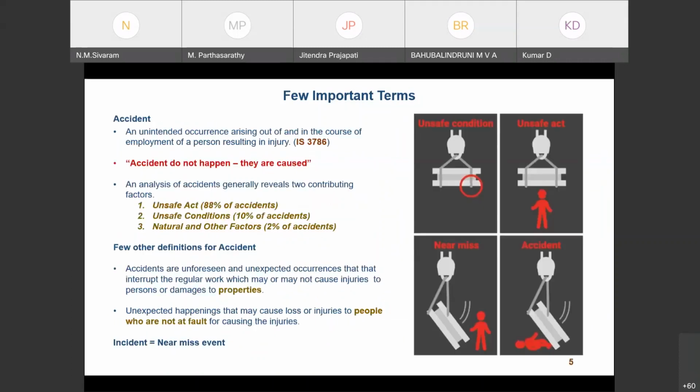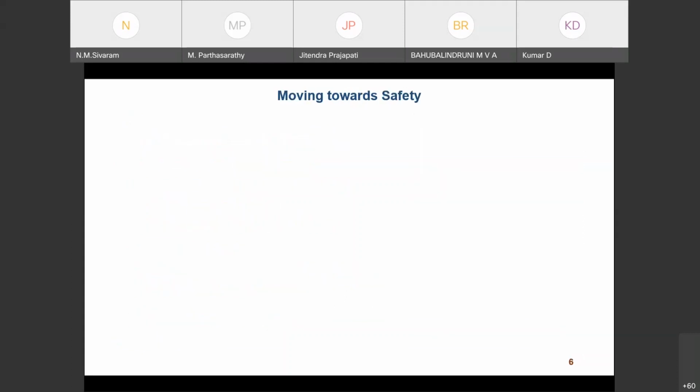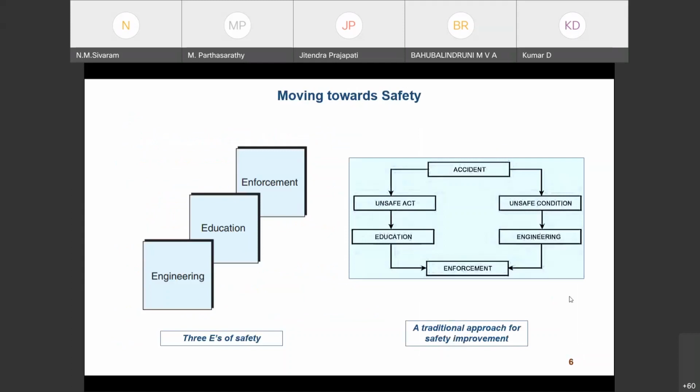So this is another set of definitions about the accidents, for making you understand about the unsafe condition, unsafe act, near-miss incident, and accident. And moving towards safety, the traditional approach towards safety is having the 3 E's, the engineering control. You have the engineering control, then you educate your workforce, and not only the workforce, whoever comes into your premises, you have to educate them to have a proper safe conduct during their visit to your premises.